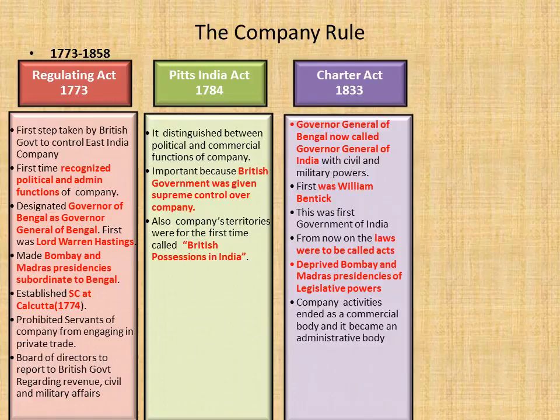The important points of this act were: it designated the Governor General of Bengal as Governor General of India. So this is very important. Initially in the Regulating Act, you can see that the Governor of Bengal was called the Governor General of Bengal. But now the same Governor General of Bengal is called Governor General of India and he was also given civil and military powers. So you can see that the governor is getting more and more powers.